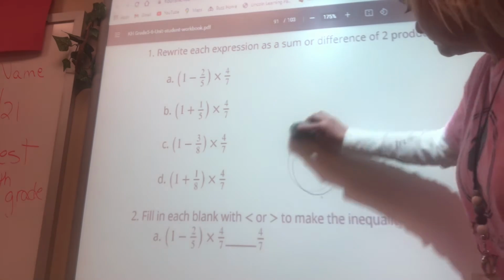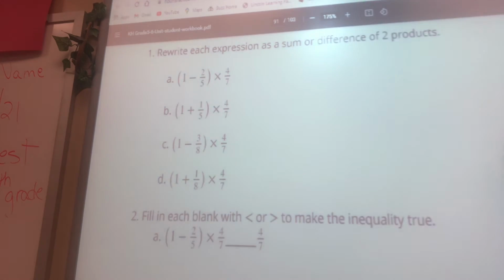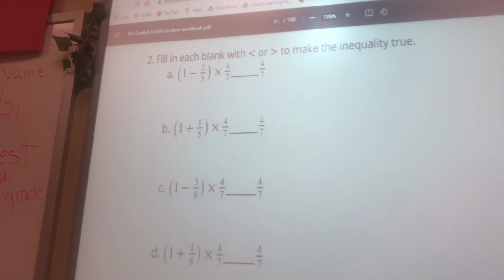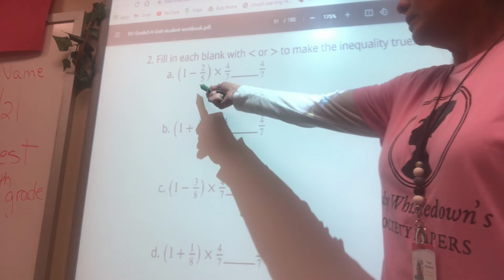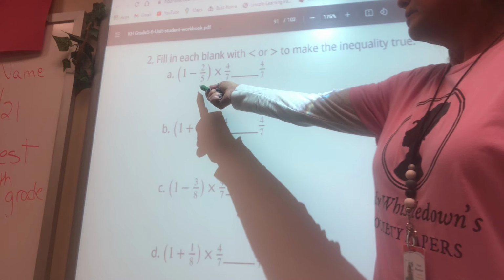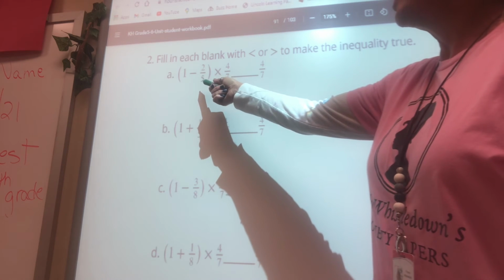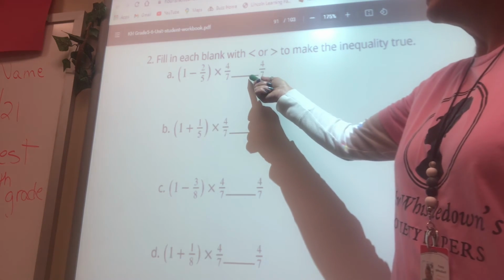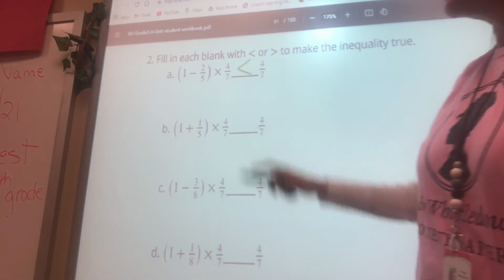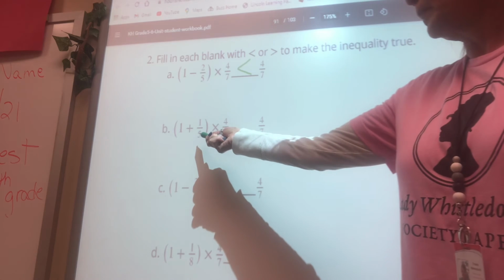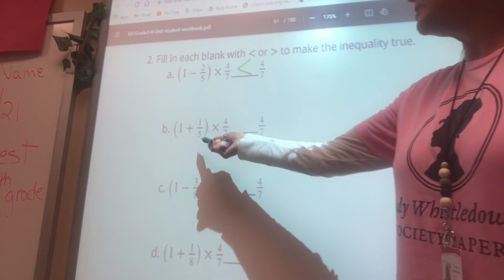Yeah, 4/7. Fill in the blank to make it true. What's going to come out of here? Something greater than or less than 1? Less than 1. So what's going to go here? Less than. What's going to come out of here? Greater than 1. So what's going to be here?